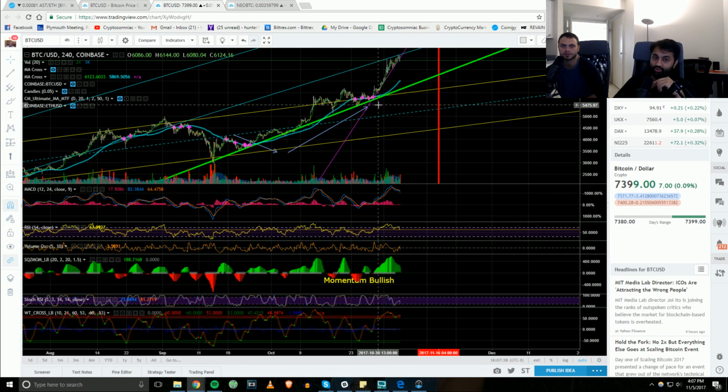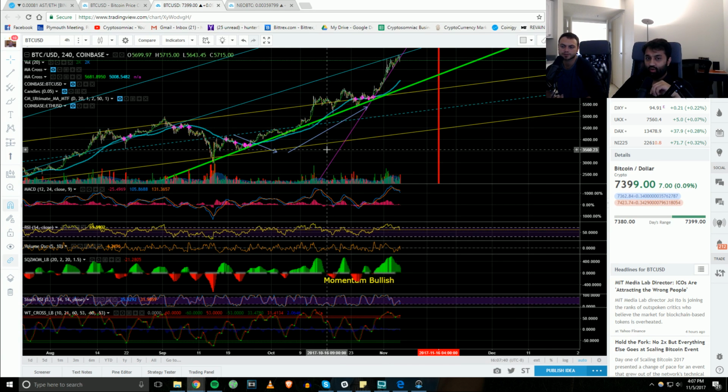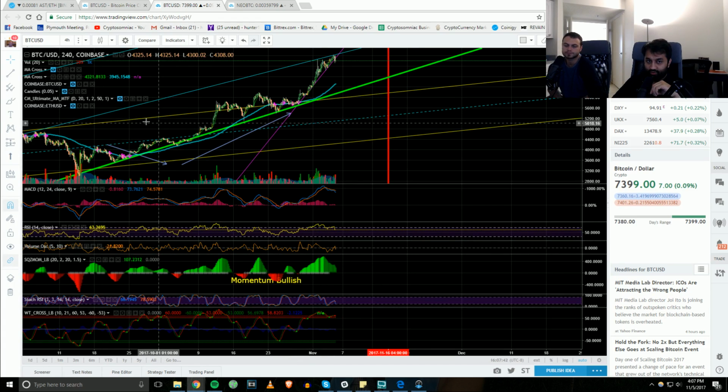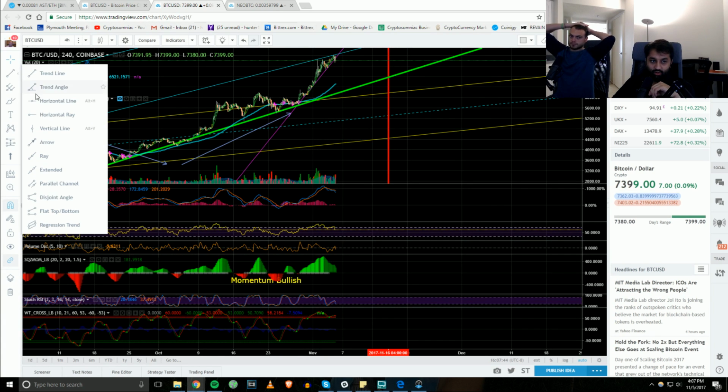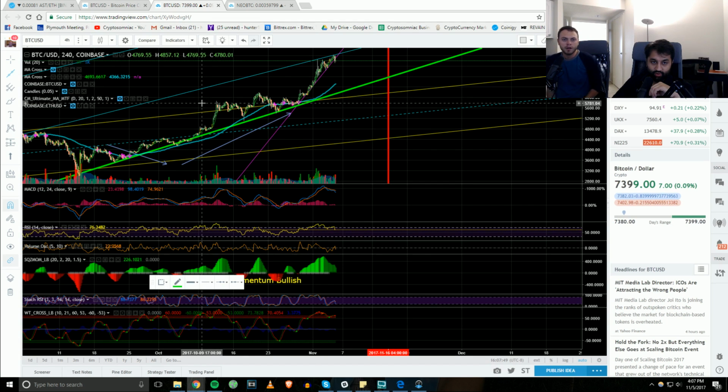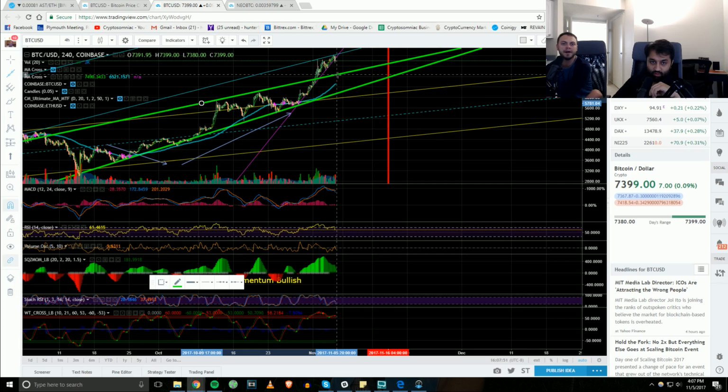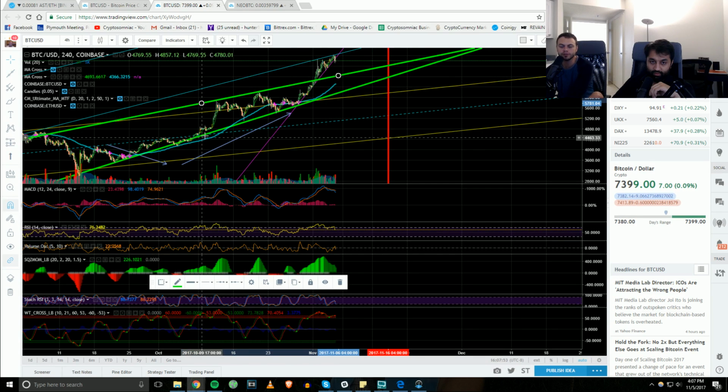Based on support lines, resistance lines, you want to see if you have a wedge. For example, this could have been a nice little wedge right here. And there's also some other indicators that I like to use. For example, one of my favorites is the Fibonacci retracement tool.